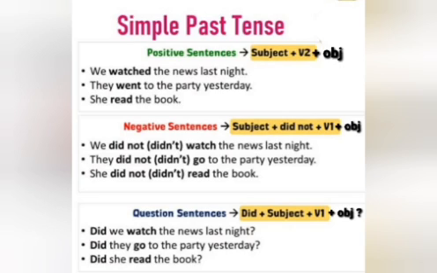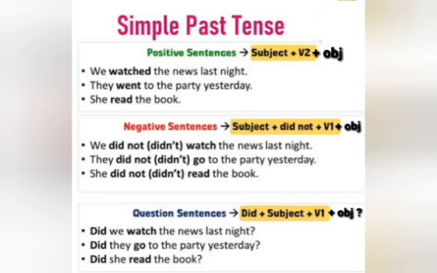Take the other example, they went to the party yesterday. So they is the subject, went is the second form of the verb, to the party is the object, and yesterday again defines that specific point of time.